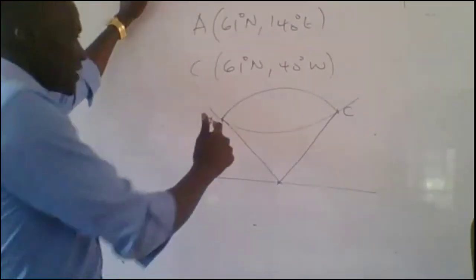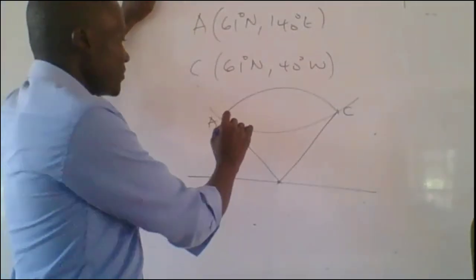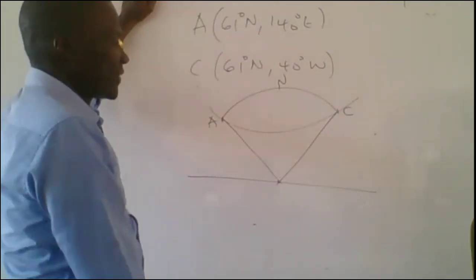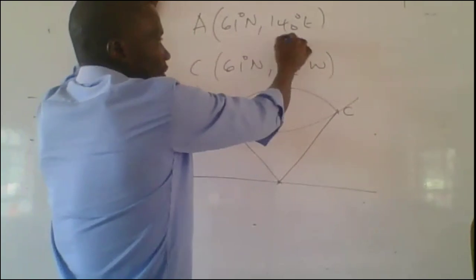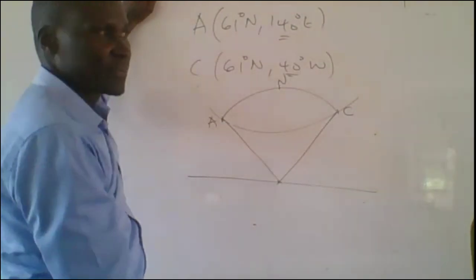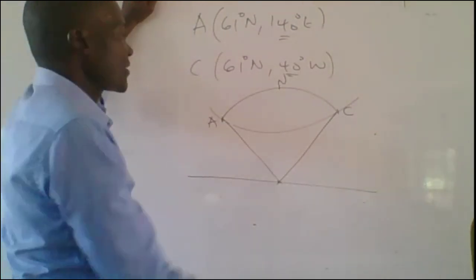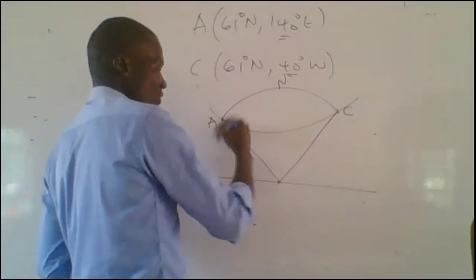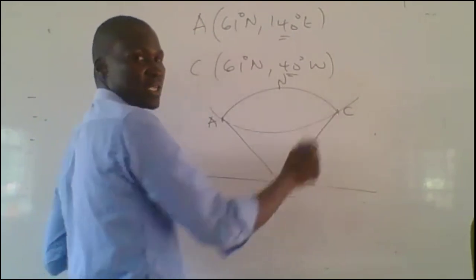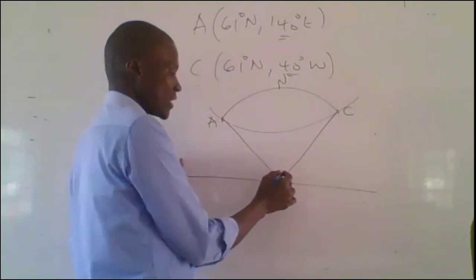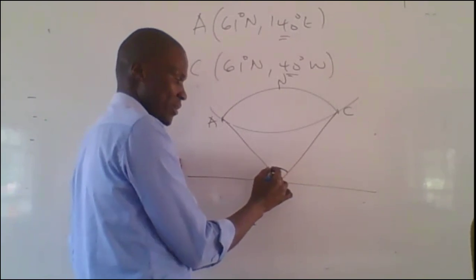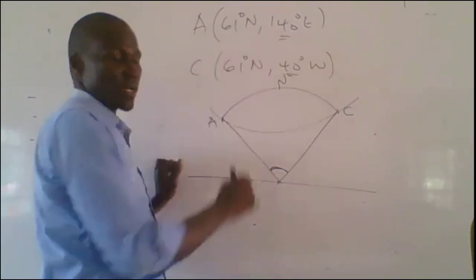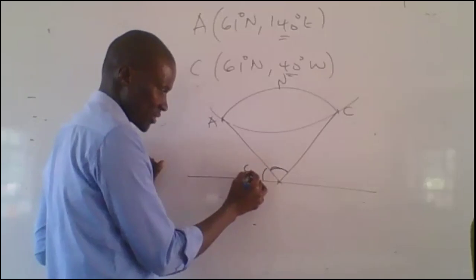So we were saying that if you're moving from point A to C through the North Pole, the shortest distance, we have identified that the longitudinal difference is 180. If it is 180, then the shortest distance will be through the North Pole. So the only thing you need to do, this is a circle, so we need to get the length of that arc. That arc we'll get if we are able to identify this angle here. The 2 points are lying on latitude 61 degrees.